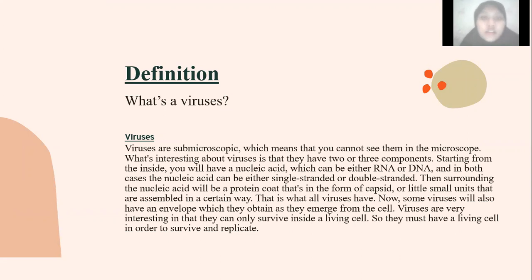Viruses are submicroscopic, which means that you cannot see them in a microscope. What's interesting about viruses is that they have two or three components. Starting from the inside, you will have a nucleic acid, which can be either DNA or RNA, and in both cases, the nucleic acid can be either single-stranded or double-stranded. Then surrounding the nucleic acid will be a protein coat in the form of a capsid, or little small units that are assembled in a certain way. That's what all viruses have.